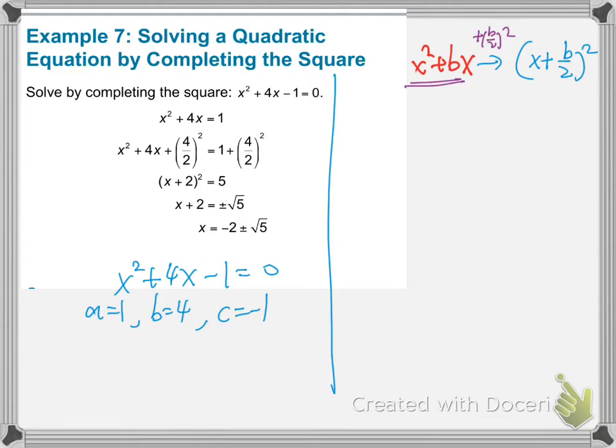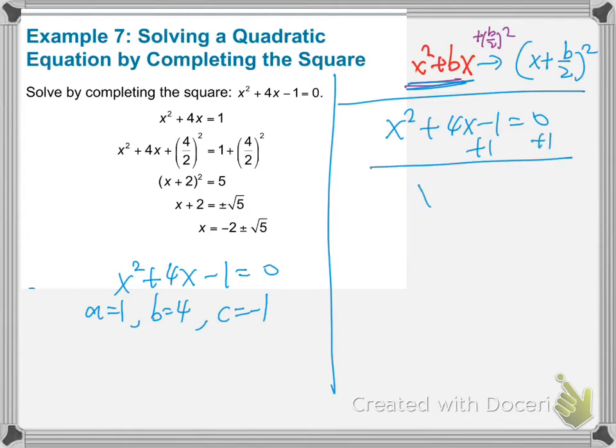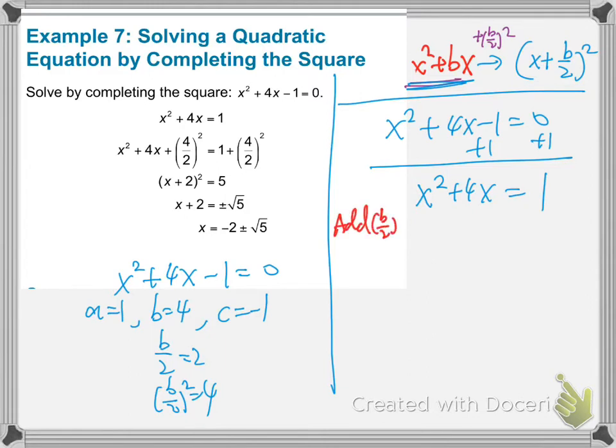Let's write down the equation: x squared plus 4x minus 1 is 0. We need x squared plus bx only, so plus 1 on both sides. We got x squared plus 4x is 1. Now we need the completing square method. A is 1, b is 4, so b over 2 is 2. B over 2 squared is 4. So we have to add 4 on both sides, b over 2 squared on both sides.